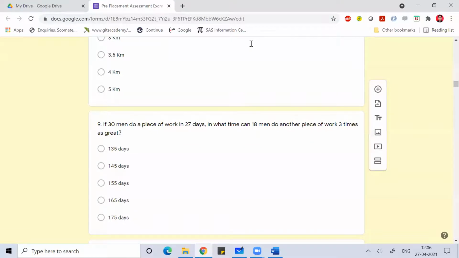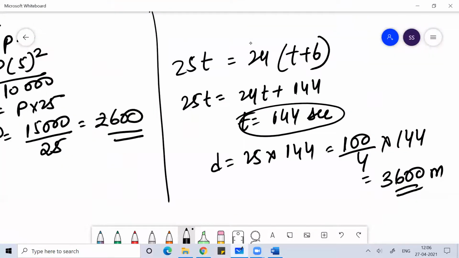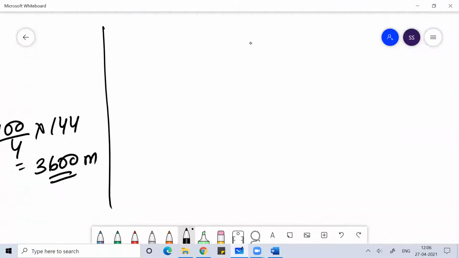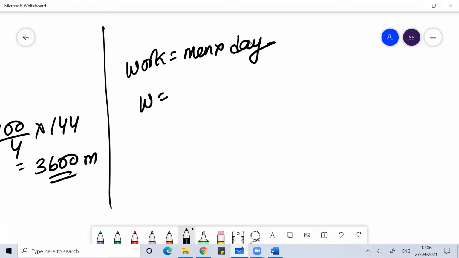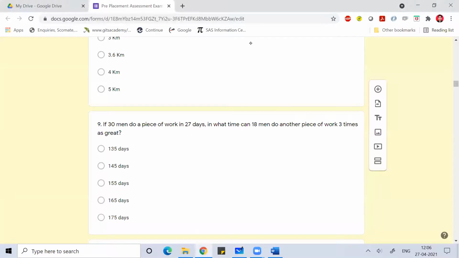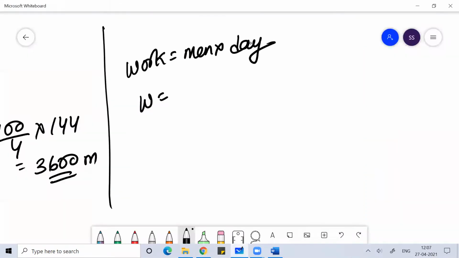So then next question, you should know the formula that work is equal to men into days. Whenever we define the work, it is men into days. So how much is the work? Work is that much that the 30 men took 27 days to do the work. That much is your work.